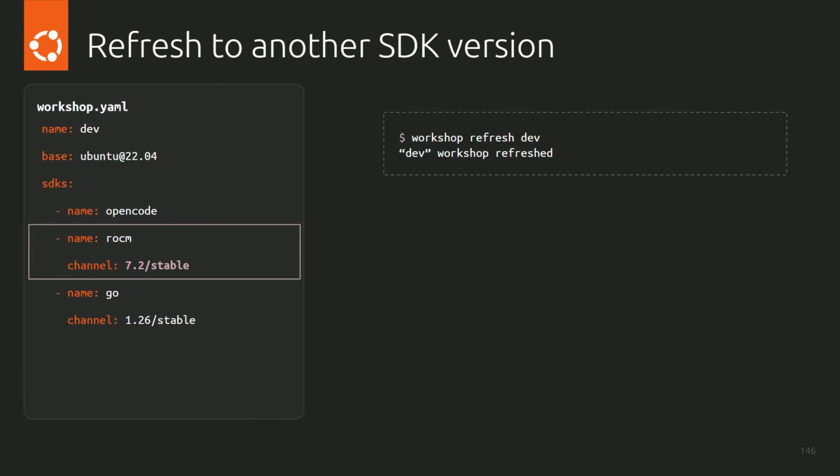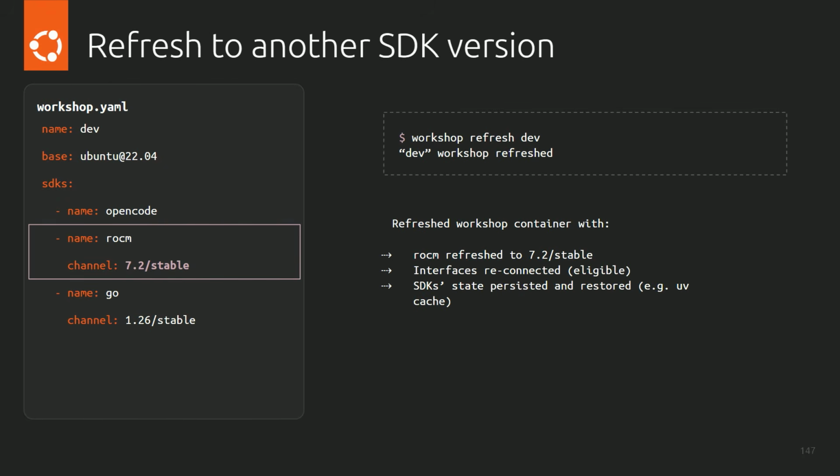It's currently coming from 7.1 stable in the previous example. So now I have updated it to 7.2/stable. When we run refresh, what we're gonna do here is fetch the new ROCm version from 7.2 stable, restore this workshop from this snapshot. As I mentioned before, we use RFS snapshots, so it's going to be much faster than creating it from scratch. Install ROCm, install Go, connect interfaces, and what's also important, restore the SDK state.